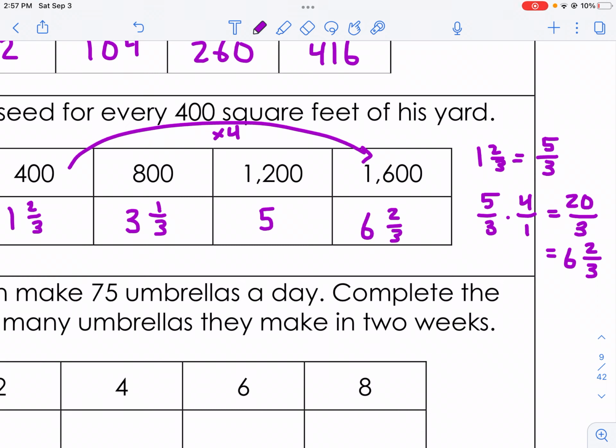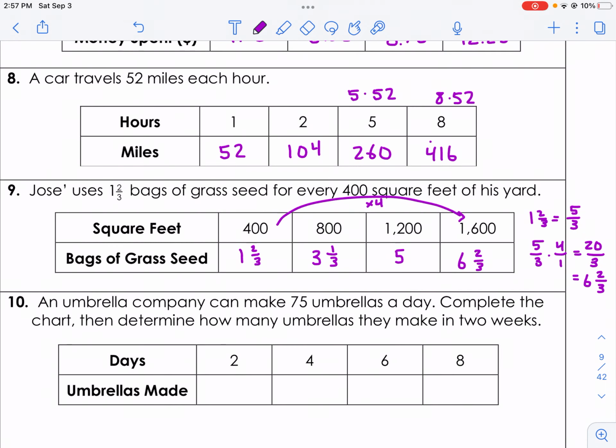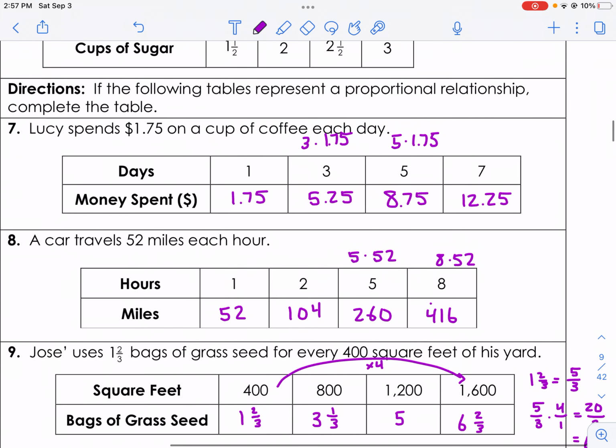If fractions are still tricky for you and you want to review that with me separately, I am happy to do that. That's the only time this gets complicated. If you're just dealing with integers or decimals like number 7 and 8, all you're doing is multiplying. You get to an answer pretty quickly and it's not too bad.